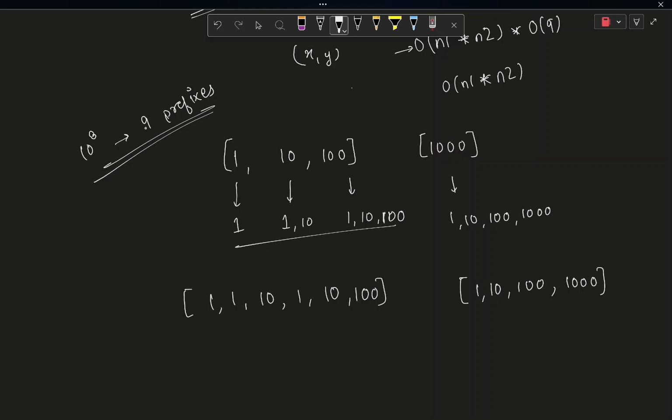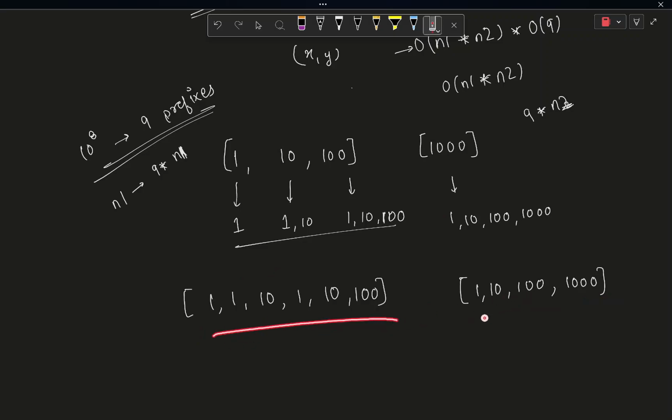A number like 10 to the power 8 will have only 9 prefixes. So if the array length was n1, creating an array with just the prefixes will have a length of at most 9 times n1. Similarly, for the second array, it will have a length of 9 times n2. But on doing this part, the problem has now become a lot simpler.